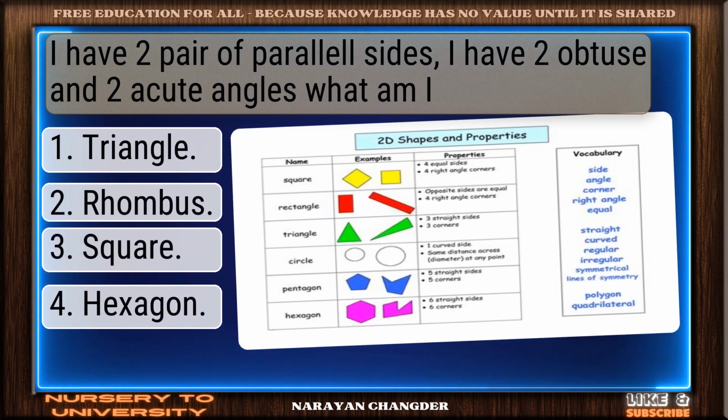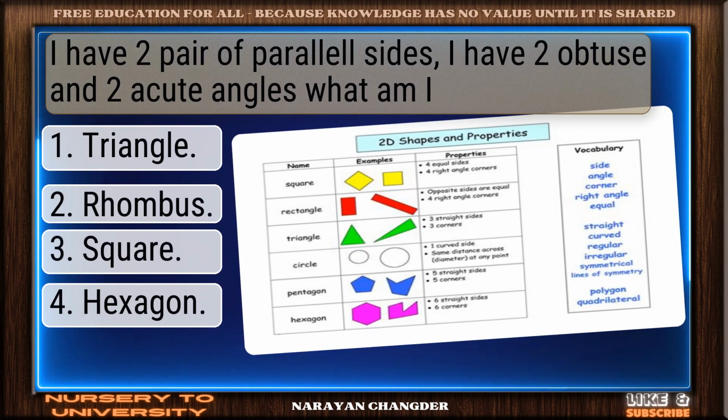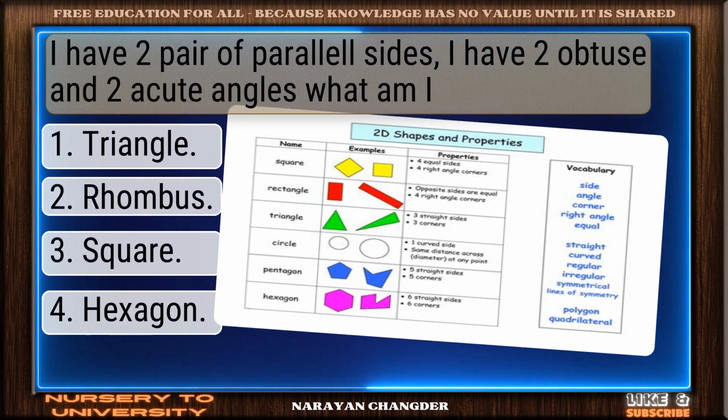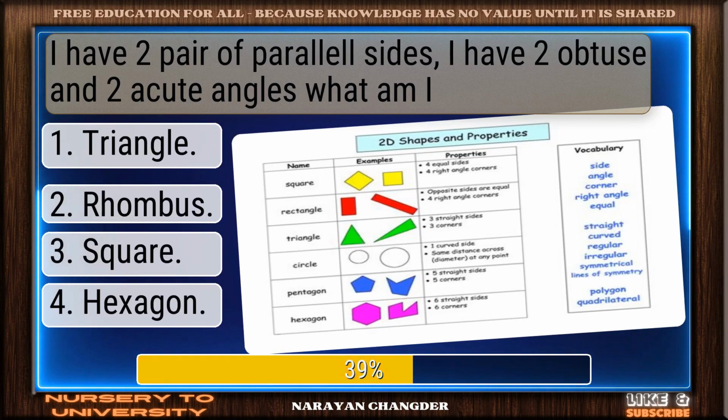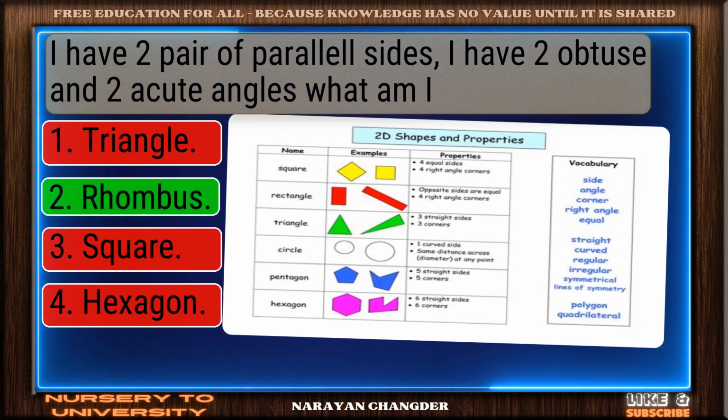Question number 64. I have 2 pairs of parallel sides. I have 2 obtuse and 2 acute angles. What am I? On track. Rhombus is the correct answer.